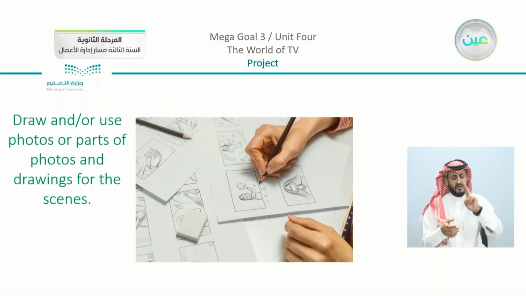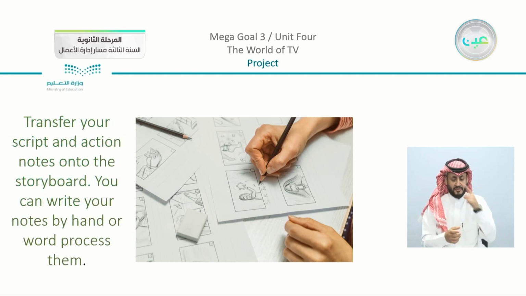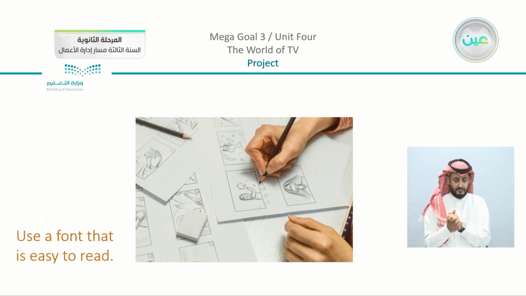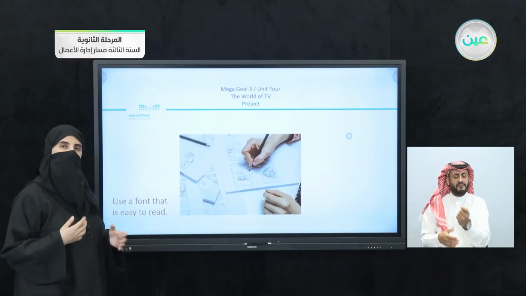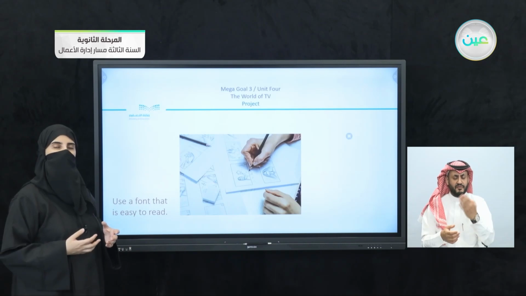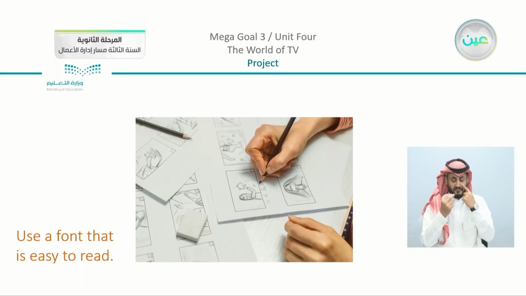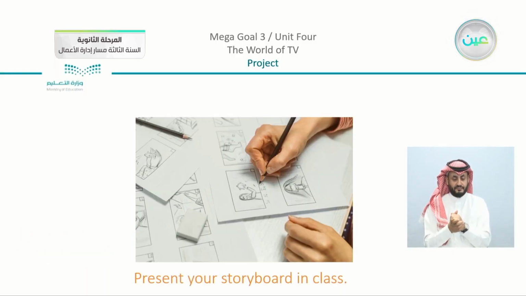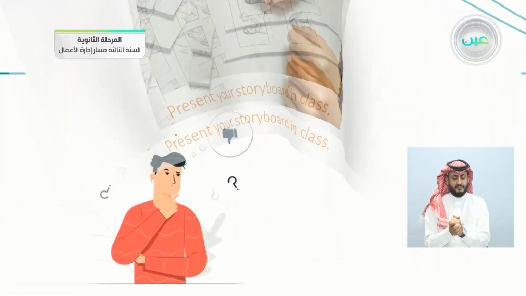Now draw and or use photos or parts of photos and drawing for the scenes. So as you can see in the picture, there are different drawings for each scene. Transfer your script and action notes into the storyboard. You can write your notes by hand or word process them. Use a font that is easy to read. Now, actually, there are millions of fonts that you can use. You can use a font that is easy to read and also something that is attractive to see. Present your storyboard in class. Now, this is going to be the last part here.